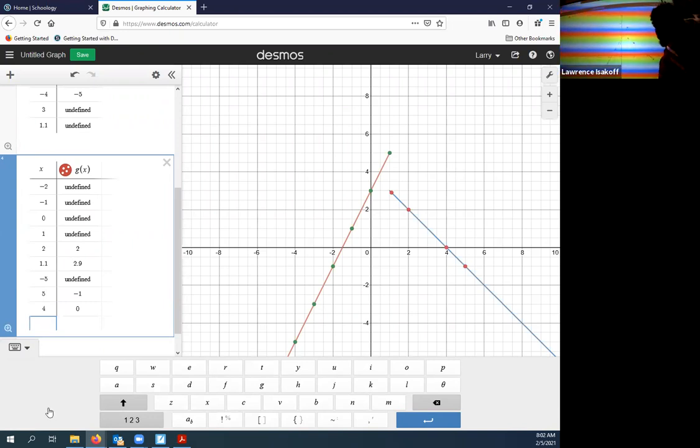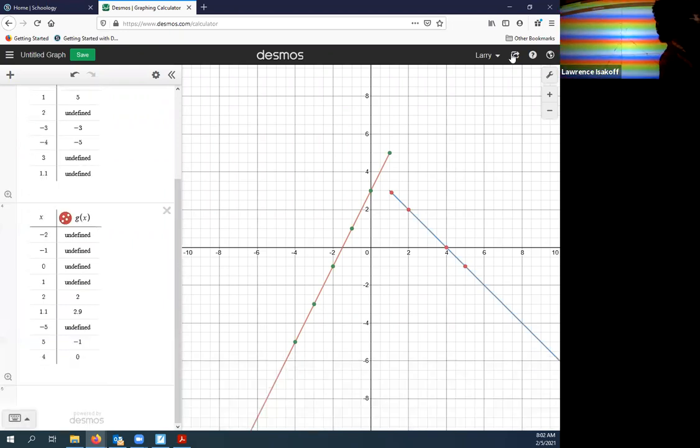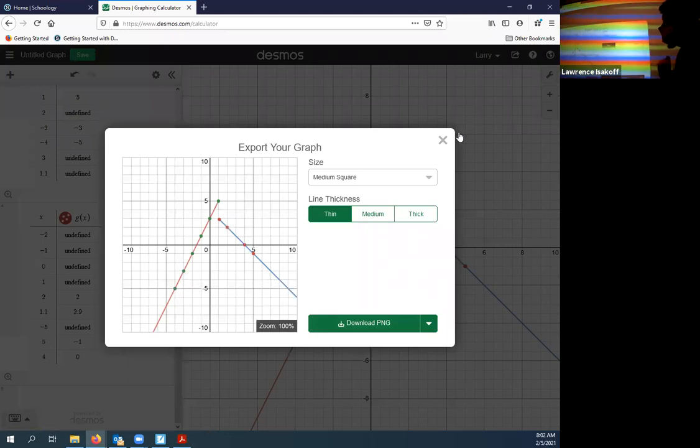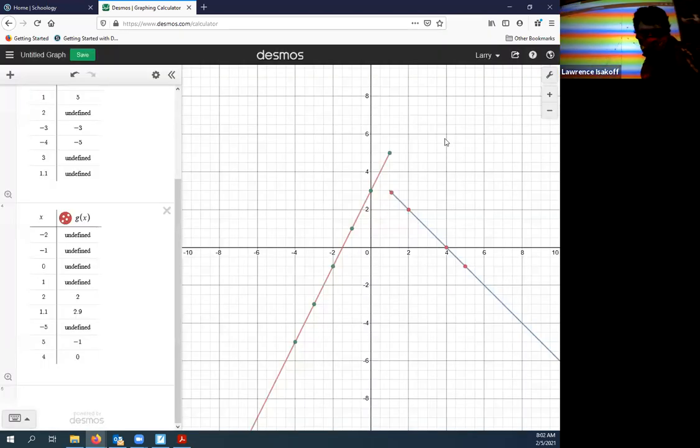So if I wanted to share this, I can hit the share up here. You can email me a link. You can also export an image. So you could export this image and download it and send that to me as well.